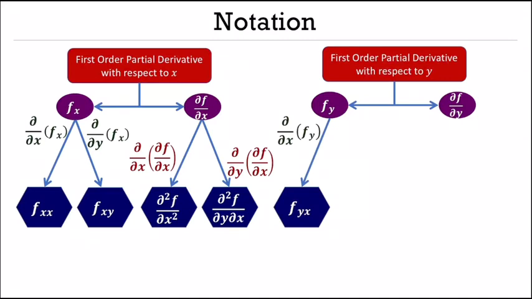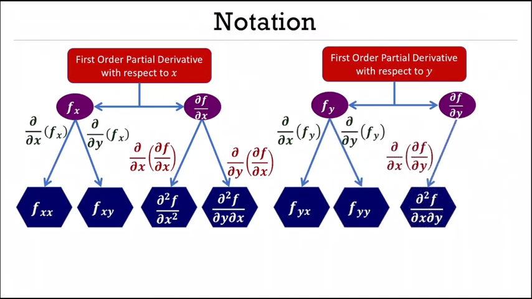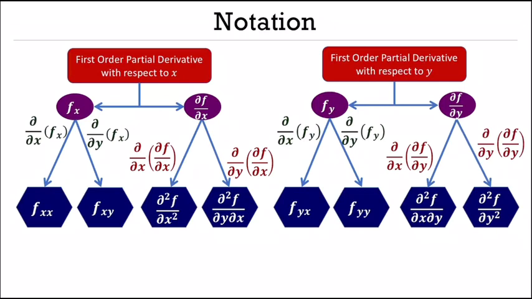For partial derivatives with respect to y, the partial derivative of f sub y with respect to x is written as f sub yx, and the partial derivative of f sub y with respect to y is written as f sub double y. For notation using del, the partial derivative of del f del y with respect to x is written as del squared f del x del y, and the partial derivative twice with respect to y is del squared f del y squared.